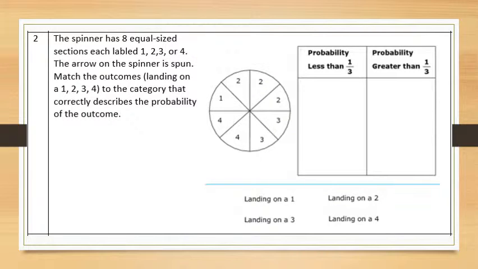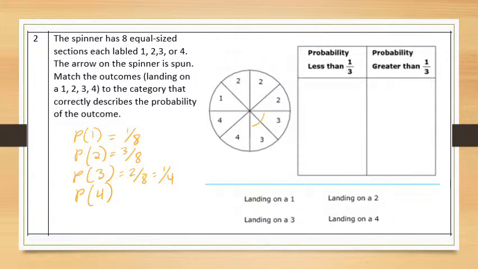So for example, I see there are 8 sections, so my probability of getting a 1 is 1 in 8. My probability of getting a 2 would be 1, 2, 3, stopping right there, 3 out of 8. My probability of getting a 3 is 2 sections here, so 2 out of 8, or 1/4. And my chances of getting a 4 are also 2 out of 8, or 1/4. So again, having those ready to go can help me make some comparisons.